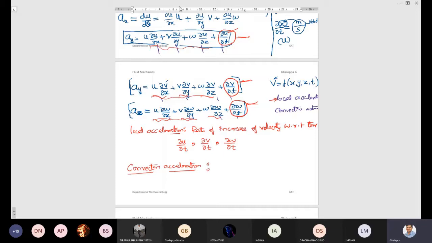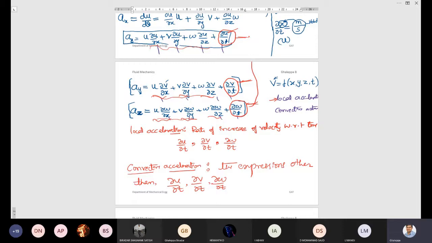Instead of writing them, I will use the expressions other than dou u by dou t, dou v by dou t, and dou w by dou t. All the other terms are called convective accelerations. In which equation? In these equations. In this equation, except these three terms, the remaining are convective acceleration.